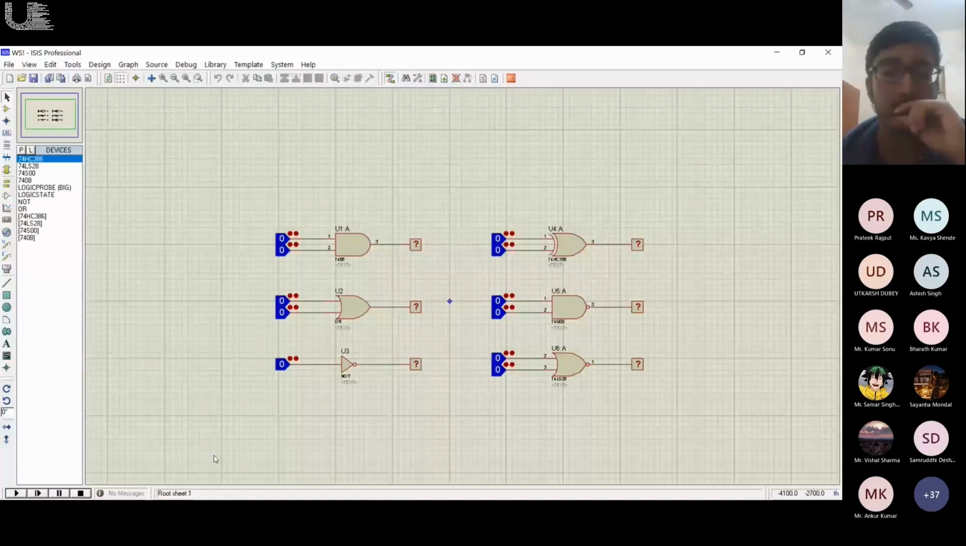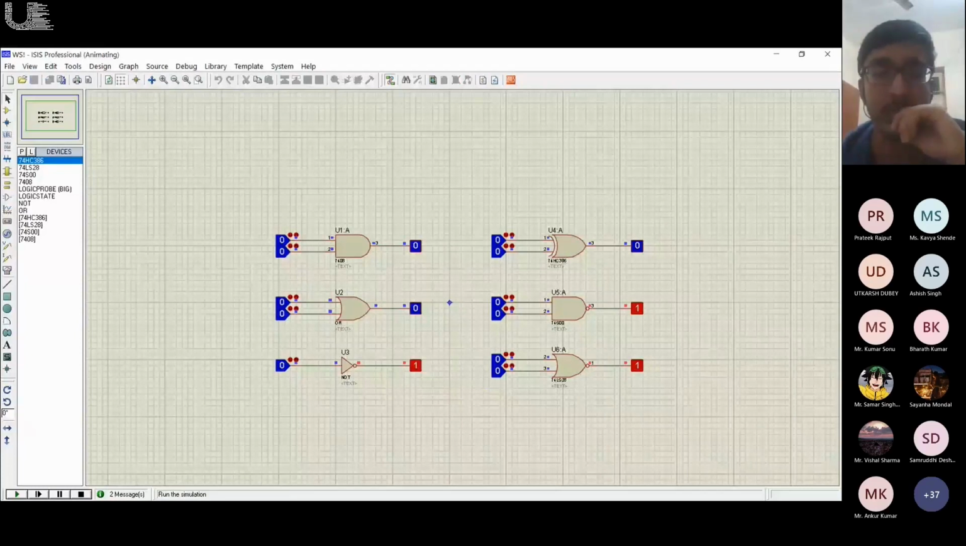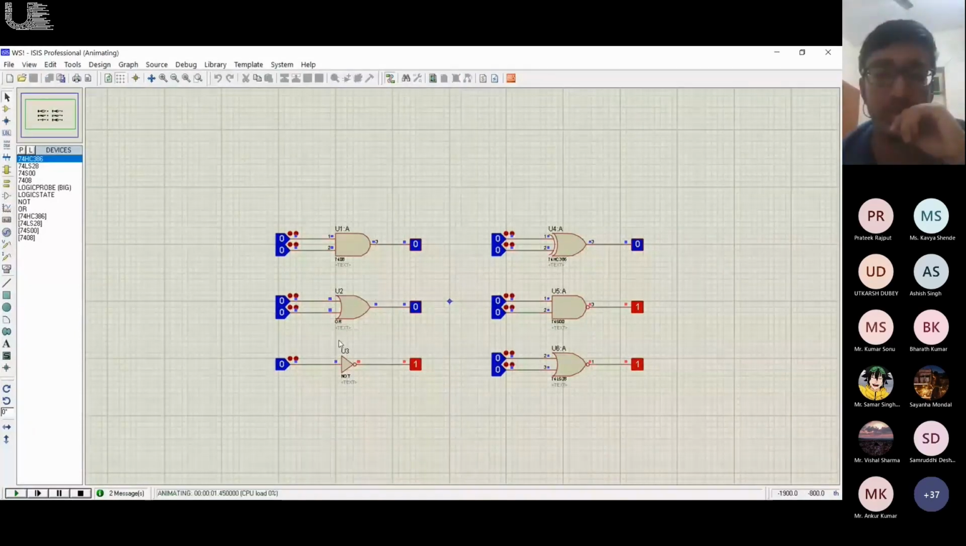I'll just show you what happens when I run the simulation. So basically here I have the gates. I have both the inputs connected to a logic state, right? And the output will be coming in these question marks when I click the play button. As you can see, for the AND gate for 0 0 you have 0, for the OR gate you have 0 here again, for the NOT gate you have 1 here, and similarly it follows.